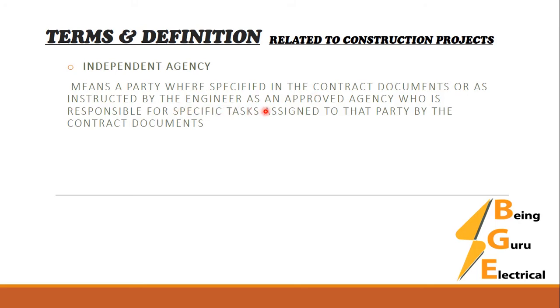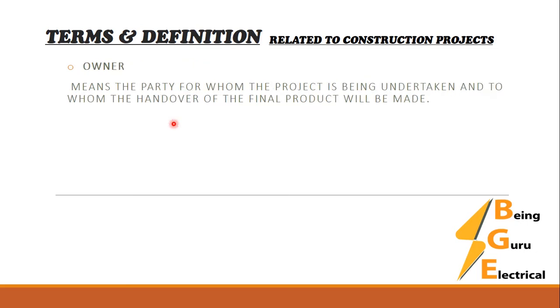Independent agency means a party where specified in the contract document or is instructed by the engineer as an approved agency who is responsible for the specific task assigned to that party by the contract document. Independent agency may be some approval providing body which is instructed by the engineer responsible for the specific task in the project or in the contract document.